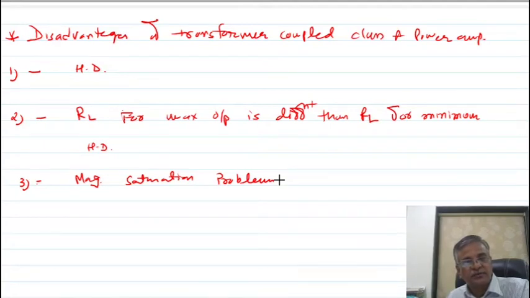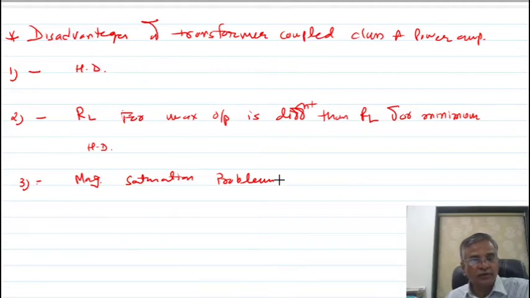But due to the very small value of the resistance of the primary of the transformer, a large value of collector current is flowing. As a result, the Q point may be situated near the saturation region of the magnetic field. As a result, distorted output is produced. These are the three disadvantages of a transformer coupled amplifier. We will see how these three disadvantages can be removed in a push-pull amplifier.